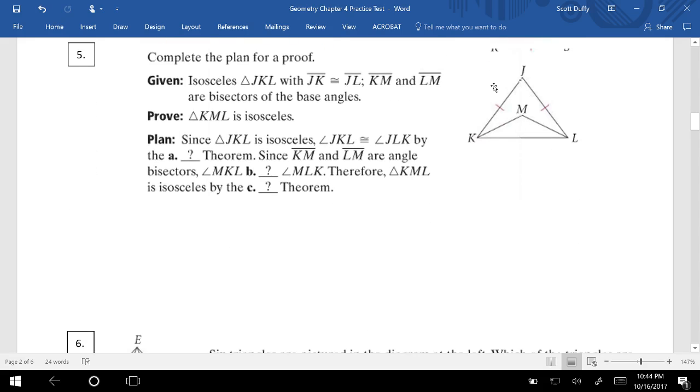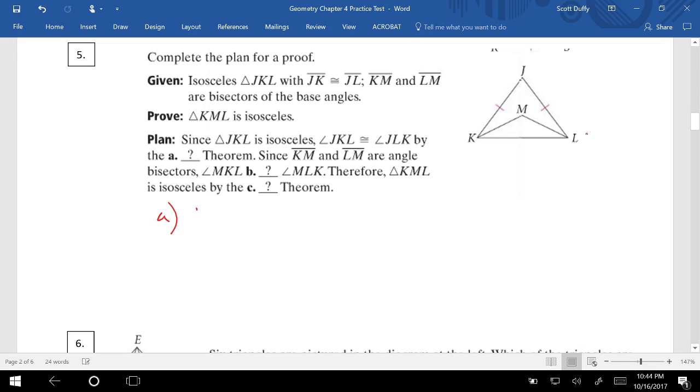Complete the plan for the proof. So isosceles triangle JKL with JK being congruent to JL. Okay, and KM and LM are bisectors of the base angles. Okay, so prove that KML is isosceles. So our plan is, since triangle JKL is isosceles, JKL is congruent to JLK, and that is by the isosceles angles theorem.